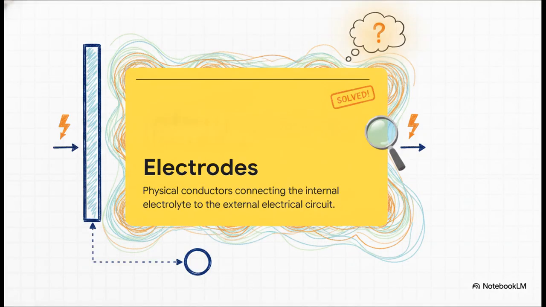And bingo, that is our definitive answer. The electrodes are the actual physical conductors placed inside the electrolyte. One electrode acts as the door allowing the current to enter from the external circuit, and the other door allows the current to leave.